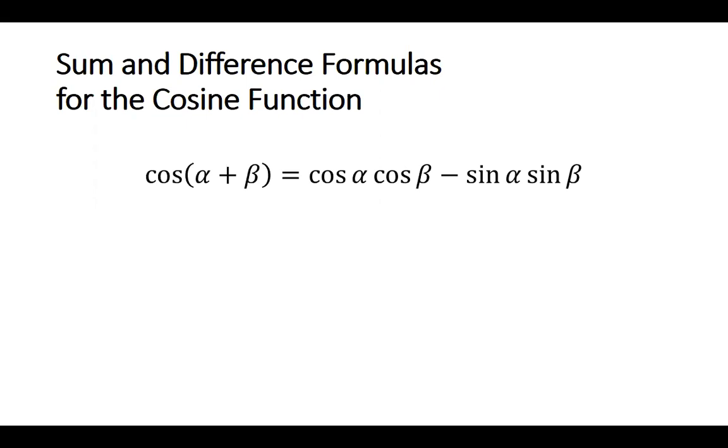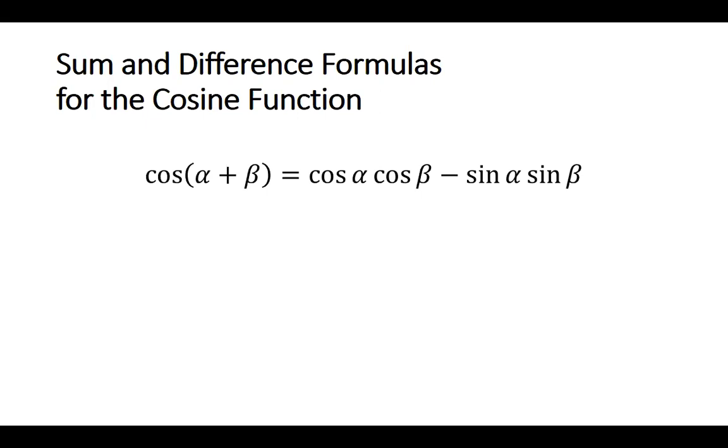Cosine of alpha plus beta is equal to cosine alpha cosine beta minus sine alpha sine beta. And I know you may be looking at this and going, oh boy, more stuff to memorize, but remember we have a formula sheet and these are on it. It's really the trig functions and stuff like that that we have on that formula sheet.